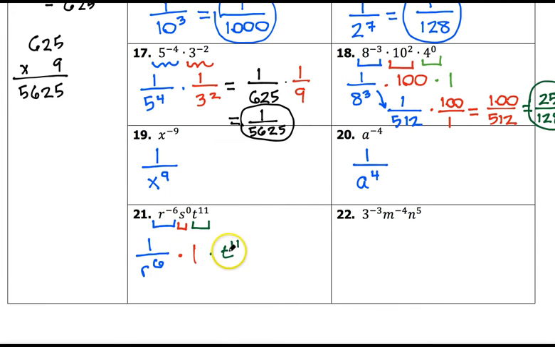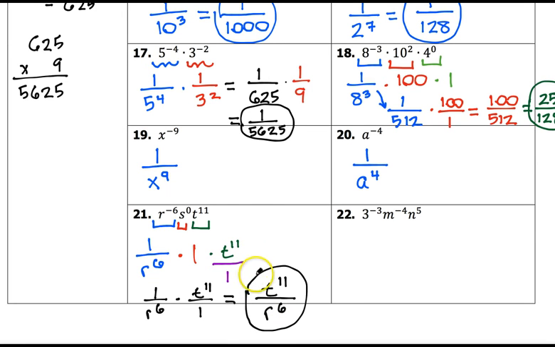The t to the 11th, okay, this is a whole number, so we're going to put that over 1. So really what we're doing is we're multiplying the fraction 1 over r to the 6th times t to the 11th over 1. When we multiply fractions, we multiply straight across. 1 times t to the 11th is just t to the 11th, and r to the 6th times 1 is r to the 6th. So we get the fraction t to the 11th power over r to the 6th power.